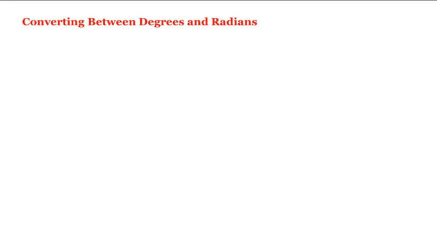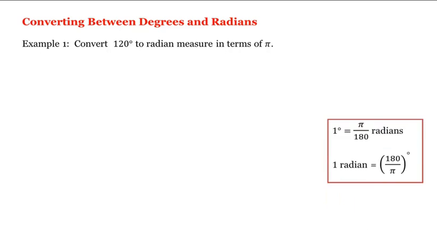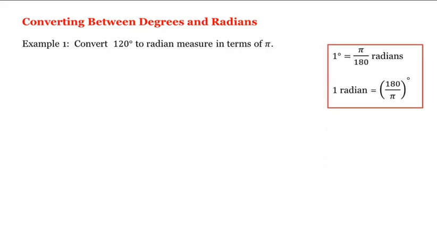Let's look at converting between degrees and radians. For example, let's convert 120 degrees to radian measure in terms of pi. Now we have the following conversion formulas, that 1 degree is equal to pi over 180 radians, and 1 radian is equal to 180 divided by pi degrees.